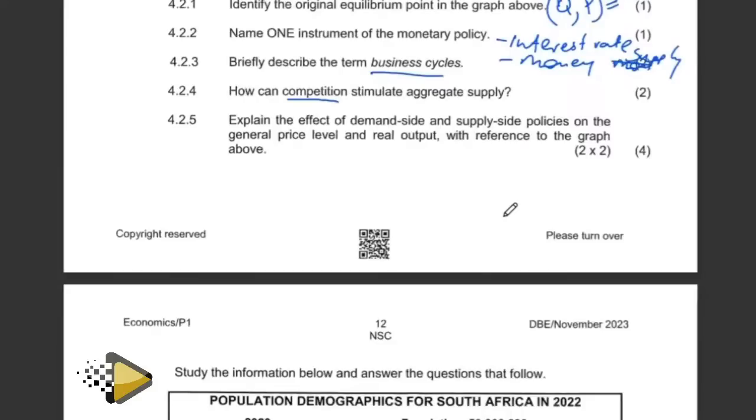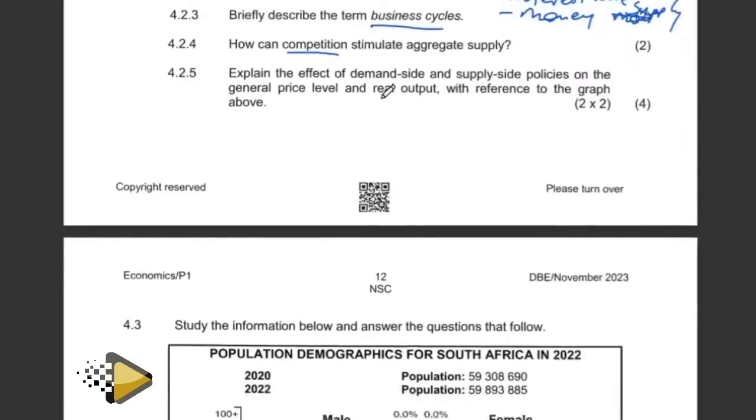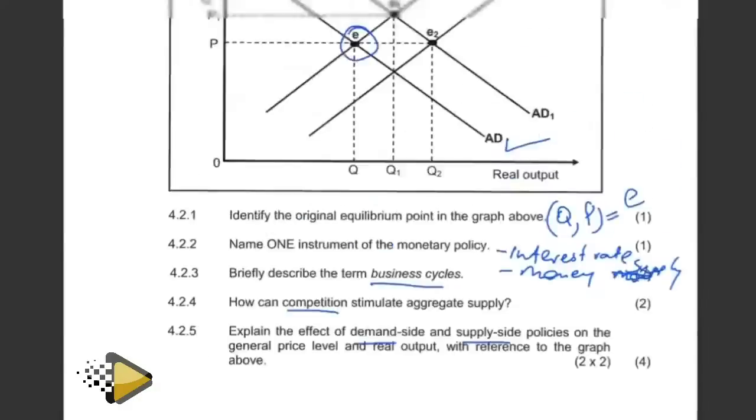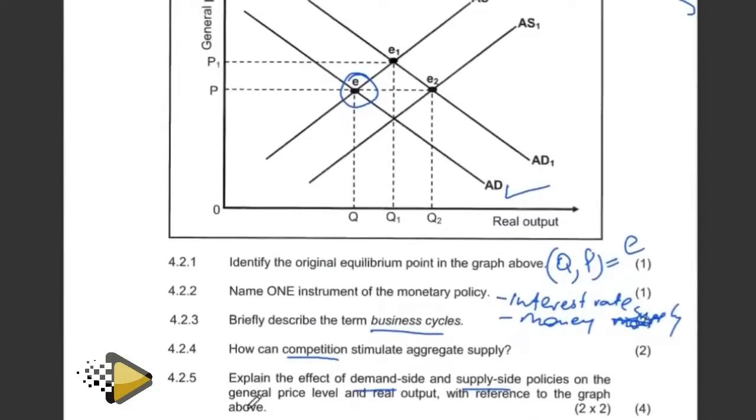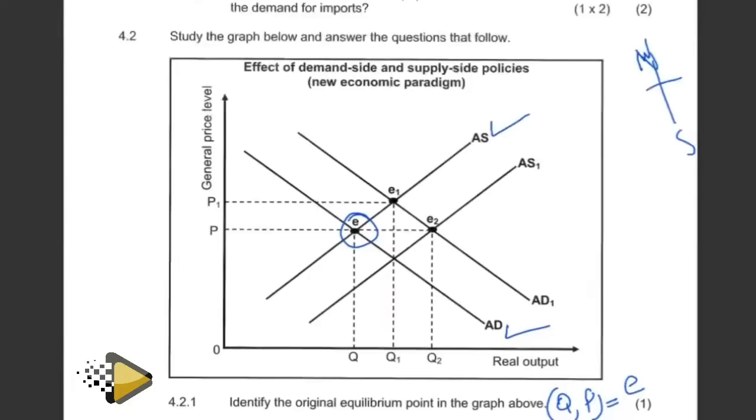Okay, right. Let's check out 4.2.5. It reads as follows: explain the effect of demand side and then supply side policies on the general price level and the real output with reference to the graph above. The question wants us to give an explanation.